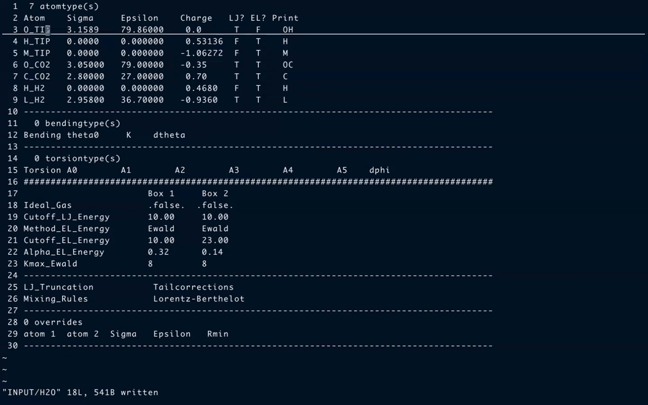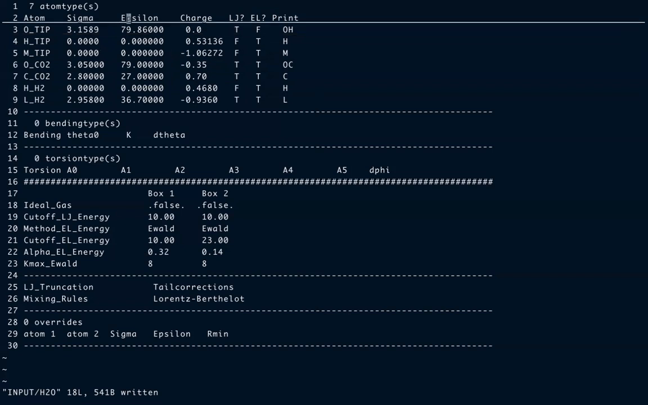Now, the main parameters here are the sigma and the epsilon, corresponding to the Lennard-Jones interaction parameters. This is something that we already did in LAMMPS. So this is pretty straightforward. We do the exact same thing.